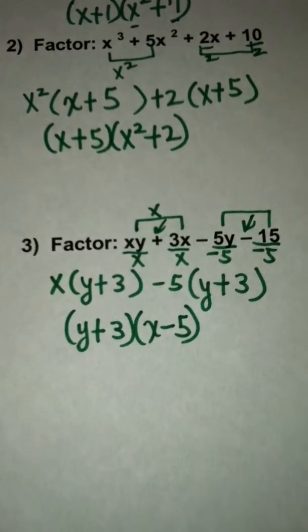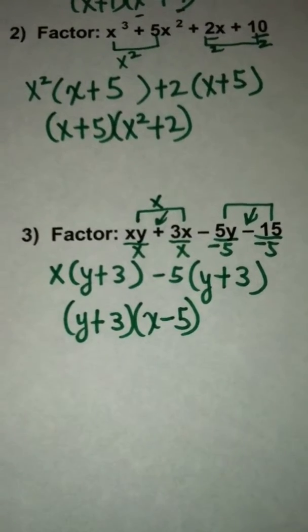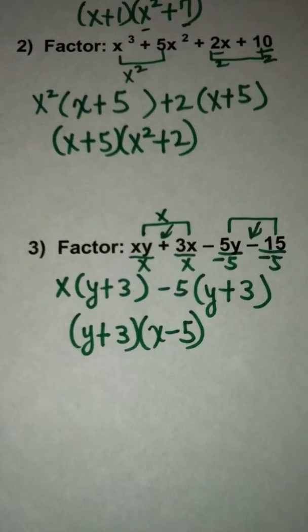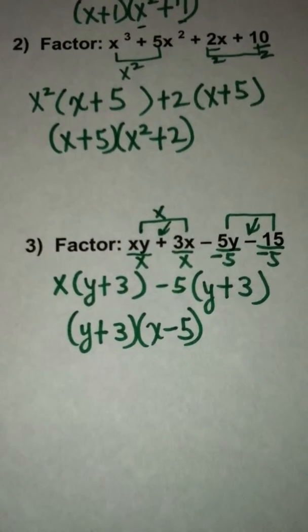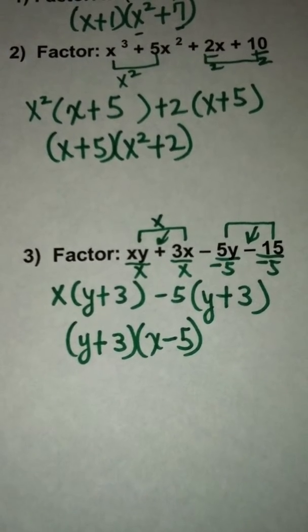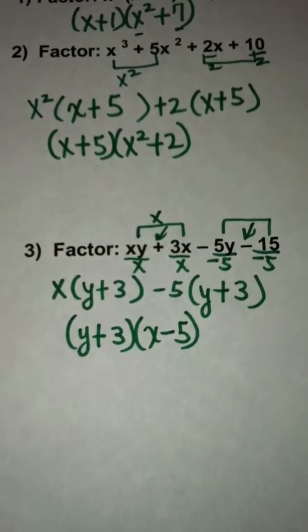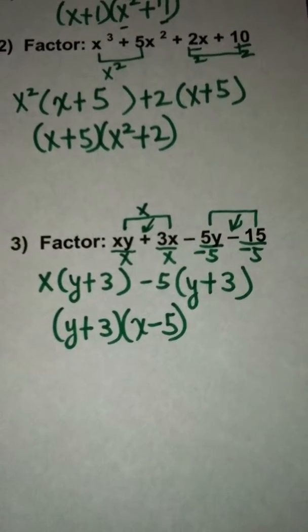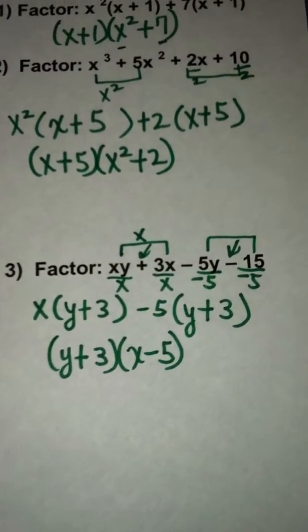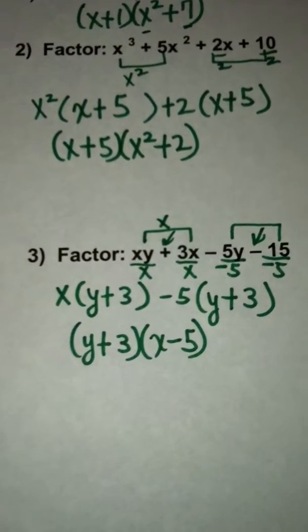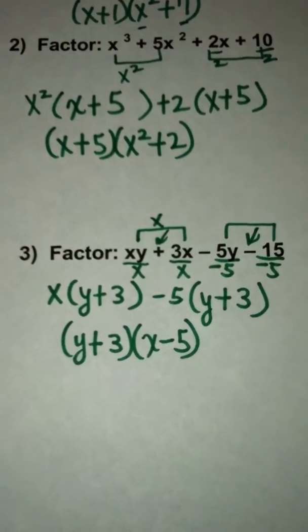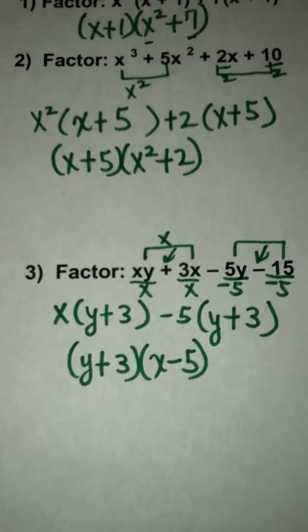How could you check your final answer? There are several options. You are correct. We could FOIL out our answer, or we could use the distributive property. So check your answers to see if you get the original questions.